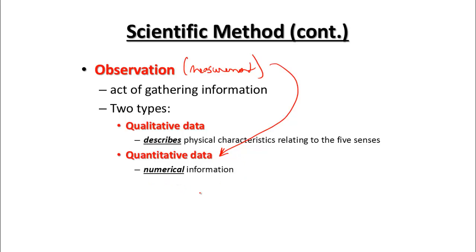When you make a numerical measurement, like how long something is, how hot something is, how much mass there is. Qualitative data is usually when you use your 5 senses, some kind of physical characteristic you're describing using the 5 senses. And again, quantitative data is numerical data.